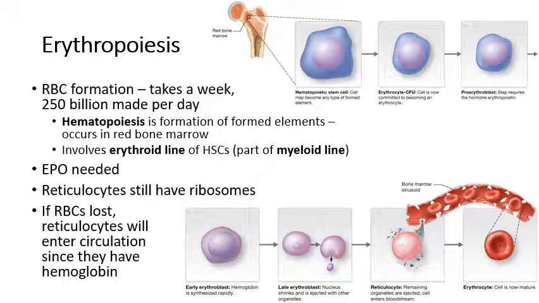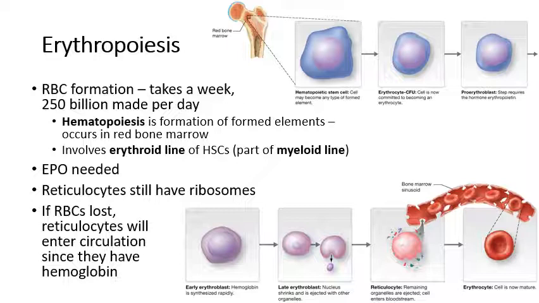Erythropoiesis is actually part of a bigger process called hematopoiesis. Hematopoiesis is the formation of all the formed elements in the blood. So the red blood cells, the white blood cells, and the platelets. And that all happens in the red bone marrow. So within hematopoiesis, you have three smaller processes. You have erythropoiesis to form the red blood cells, then you have another process to form the white blood cells, and a third process to form the platelets.